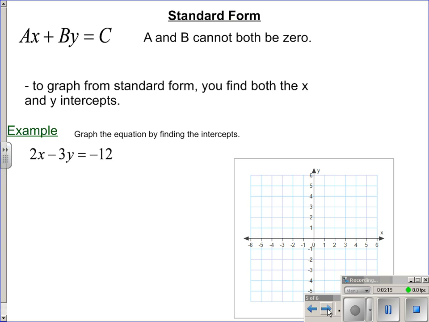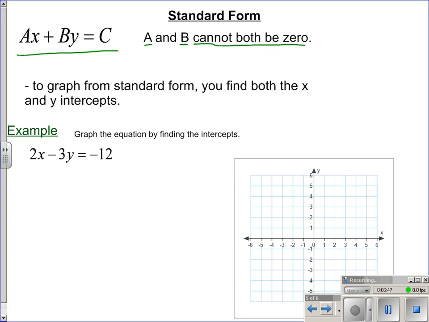Okay, the next format for an equation for a line is called standard form. That's what it looks like: ax plus by equals c. The main thing about this, both a and b cannot be 0. One of them can be, but not both. There are some other detailed rules about being in standard form, but this is the general idea of it.